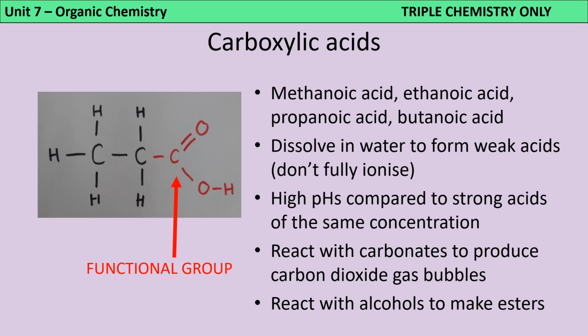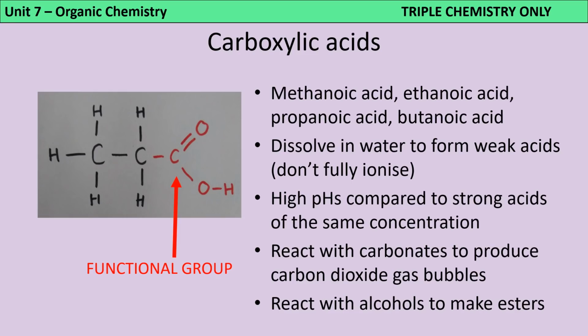If you're struggling to remember which way around the double bond and the single bond go, just bear in mind that oxygen always needs to make the same number of bonds. So double bond on the top and single bond on the bottom means that both oxygen atoms are making two bonds. Carboxylic acids dissolve in water to form weak acids.